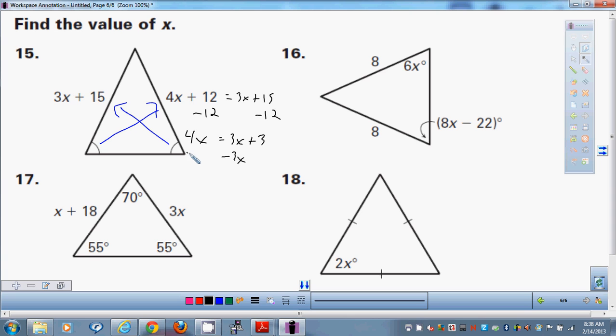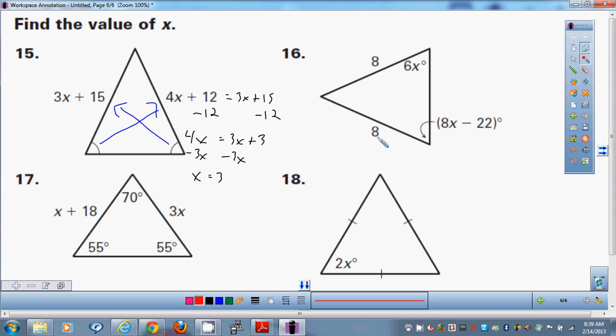Now, sometimes they won't give you dashes or loops, and they'll just come right out and tell you two sides or two angles. So, in that case, Stacy, how can I solve number 16 for x? That's exactly what you would do. Because the sides are equal, then you know their angles are equal. That's the base angle theorem. Therefore, the two things equal each other.